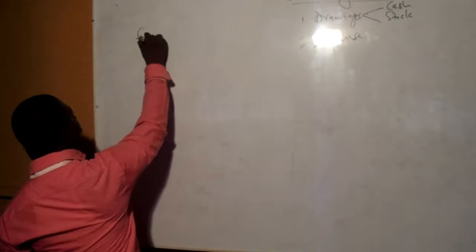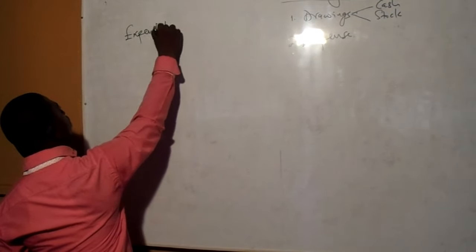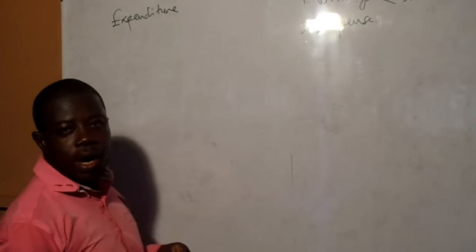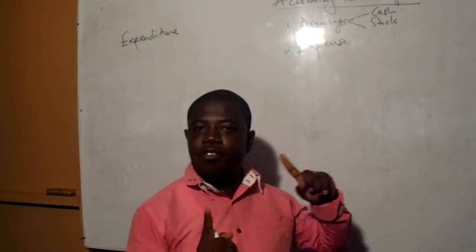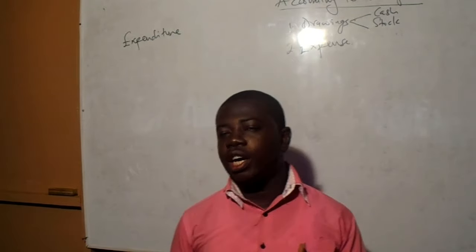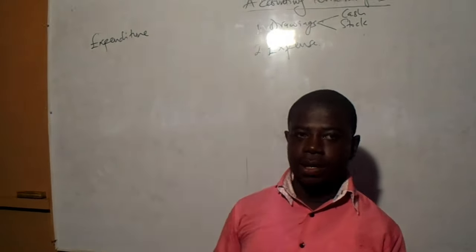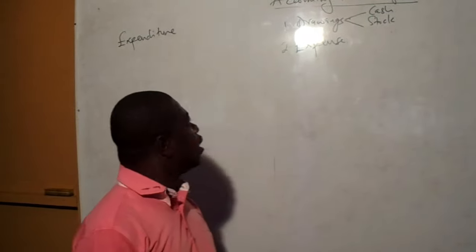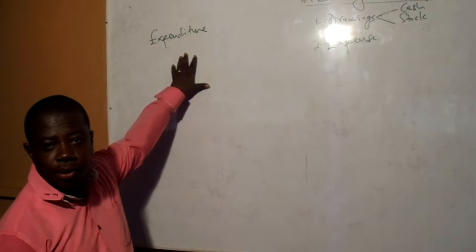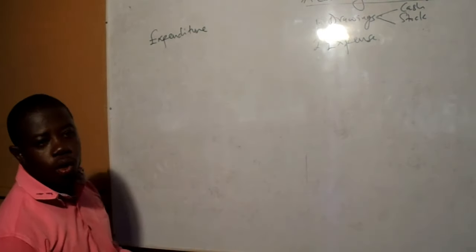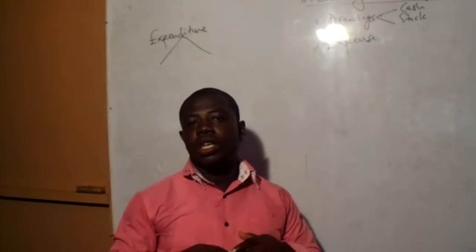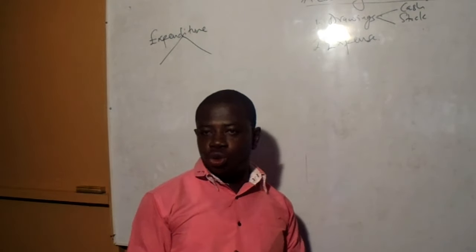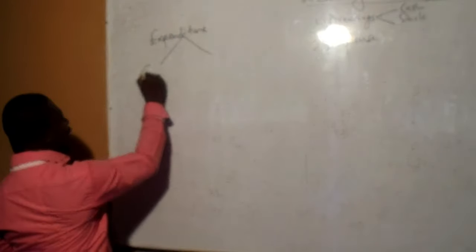So let me begin from expenditure. Now, okay, so expense is different from expenditure. Sometimes we try to interchange expense and expenditure. I want to clarify something, that expenditure is the main word or the big word. Now, expenditure has two different components. Some of the expenditures that we do are called capital expenditure.